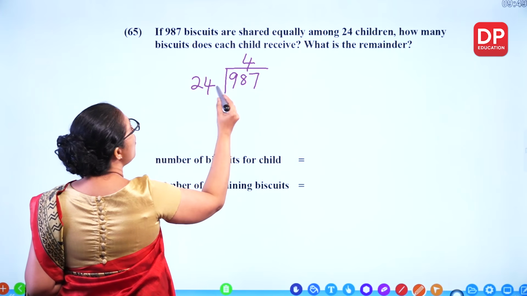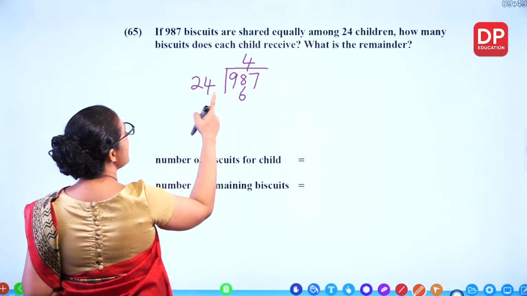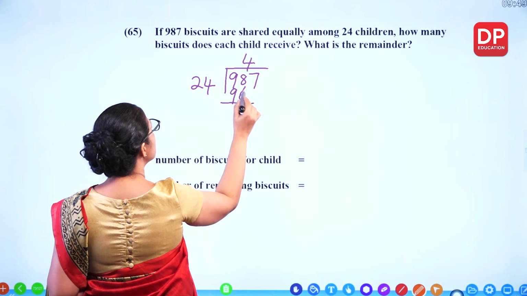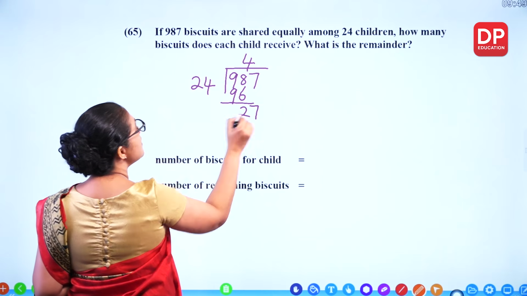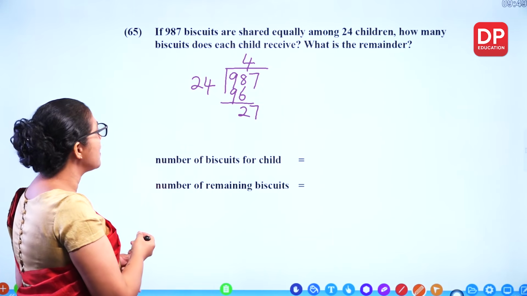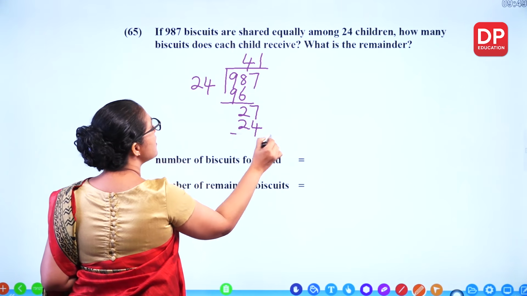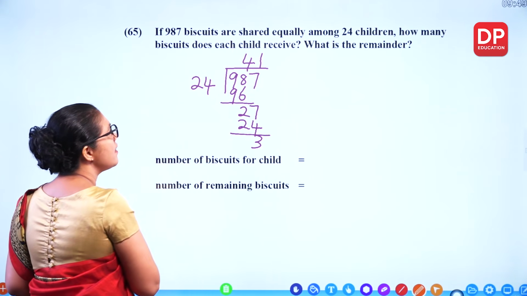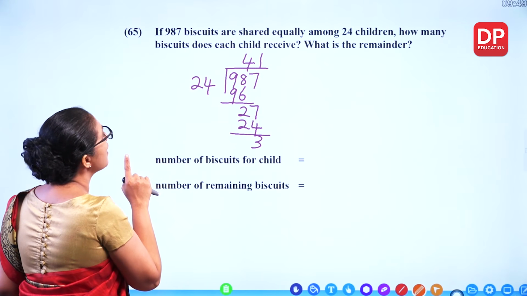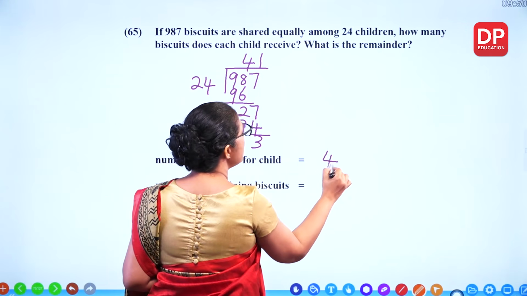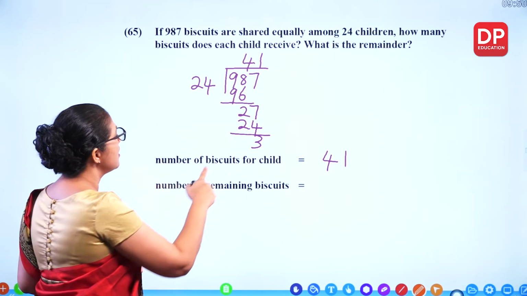4 times 4, 16, 1 remaining. 4 times 2, 8. 8 plus 1, 9. Now what's the remainder? You get 2. So 7 is there. So we will take the next digit. For 27, how many 24s? That's 1. What's the remainder now? You get 3 remainder. So number of biscuits for one child, you can give 41 biscuits, and number of remaining biscuits, you get 3.